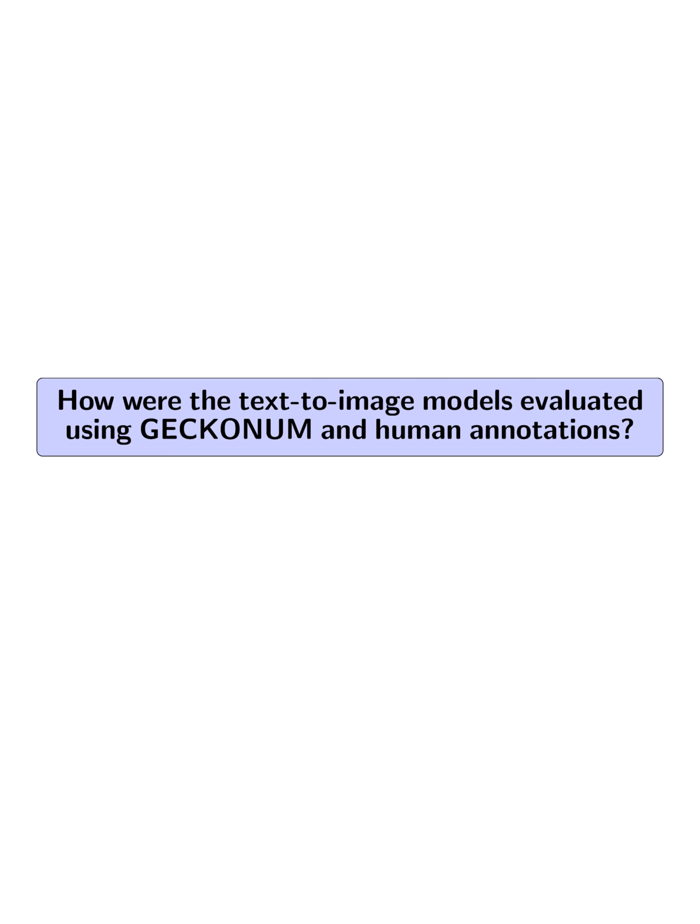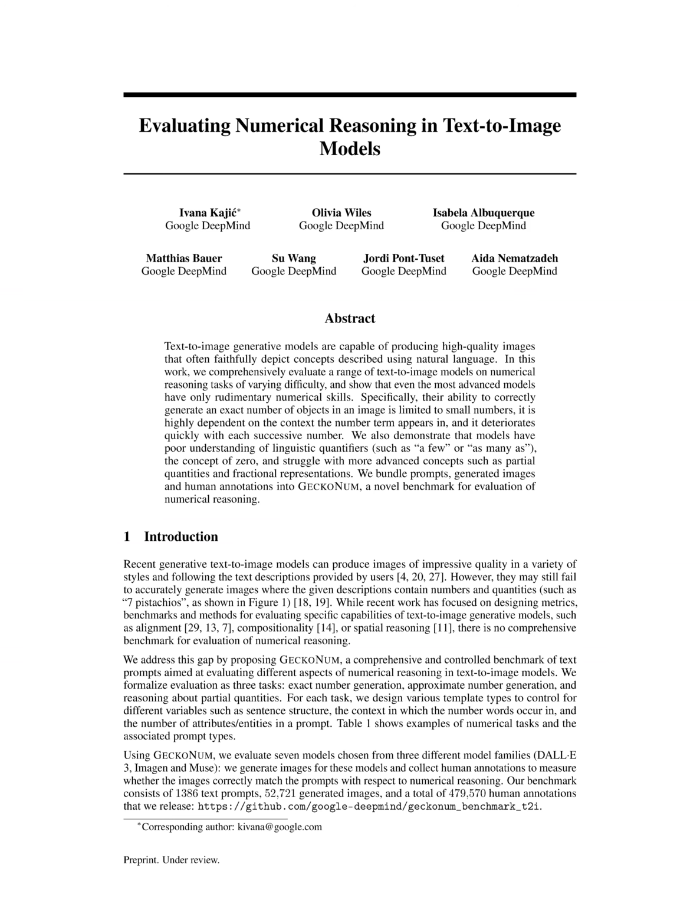How were the text-to-image models evaluated using GECKONUM and human annotations? The text-to-image models were evaluated by generating images for 7 models from 3 different families, including DALL-E 3, Imagen, and Muse. A total of 1386 text prompts were used, resulting in 52,721 generated images. Human annotations were collected to measure if the images accurately matched the prompts in terms of numerical reasoning.